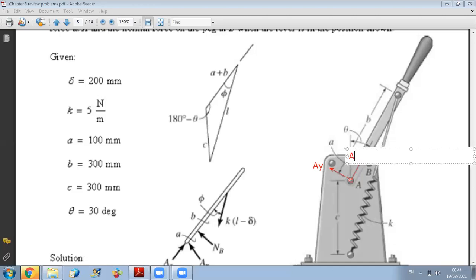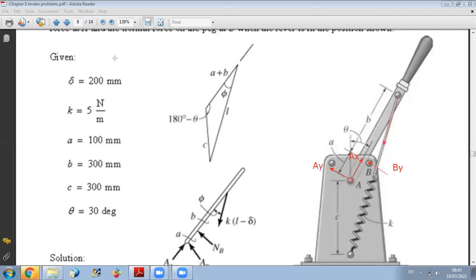Now, I also have contact at B. B is a roller. Because B is a roller, it can develop a force perpendicular to the contact, and the contact line is AB. So the force of the roller is along Y, perpendicular to arm AB. So this is BY. And also my lever AB is connected to the spring, so I have a spring force developed here. I will call it F spring.